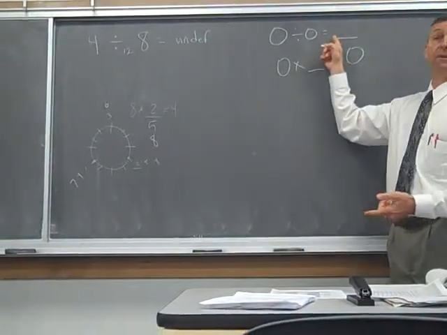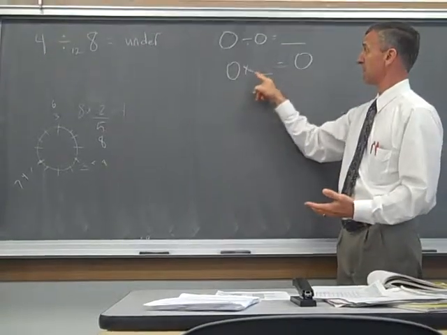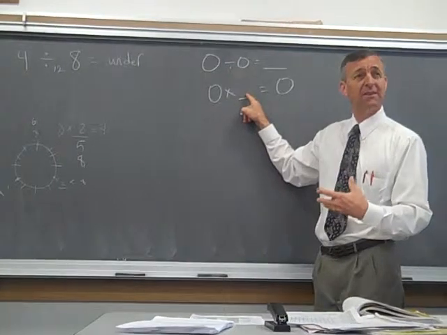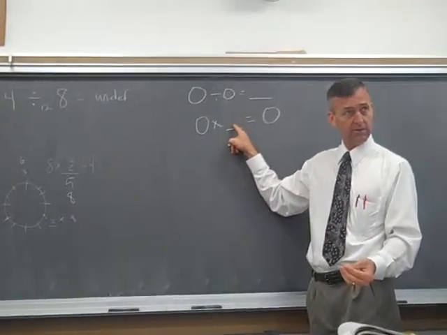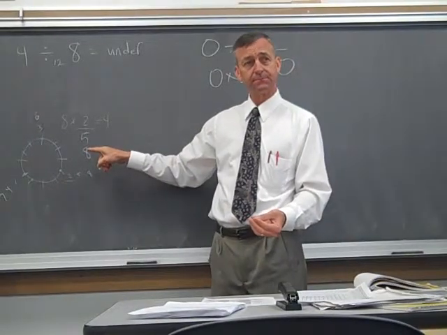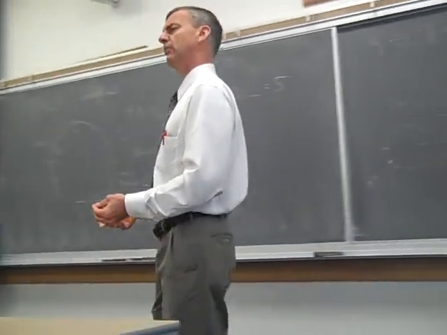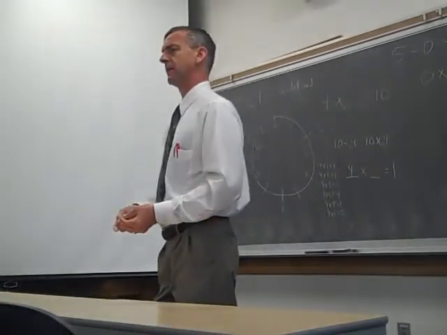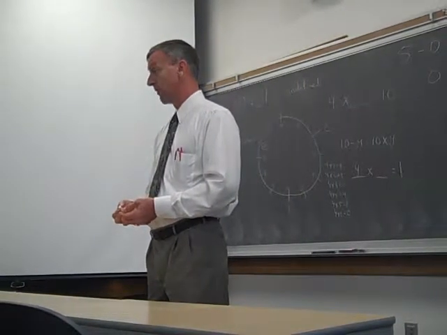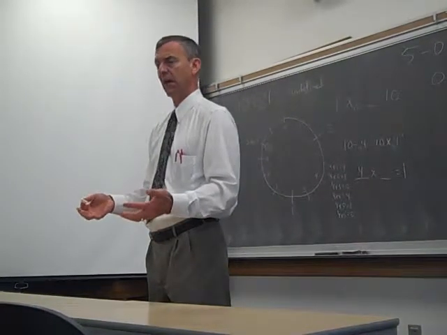We said this one was undefined, not because there wasn't an answer, but because I can put in any number I want here, and we said since there isn't an answer, it's undefined. That's why this one is undefined. So, the question is how do you know that a division in clock arithmetic or modular arithmetic is undefined, and when it's not?